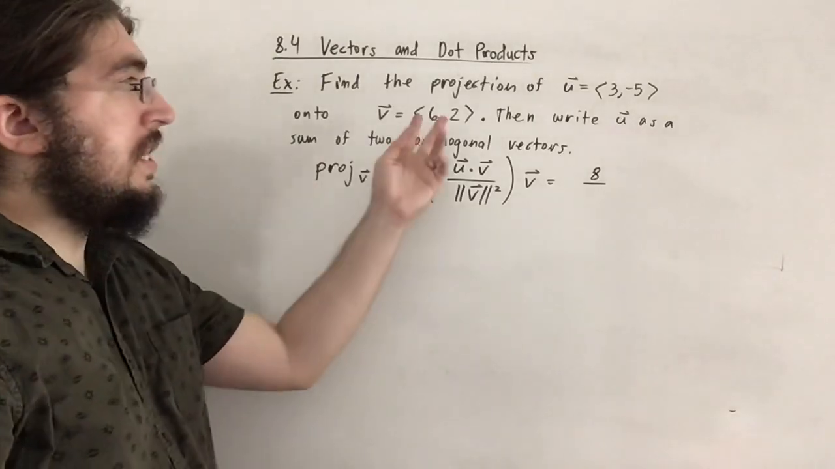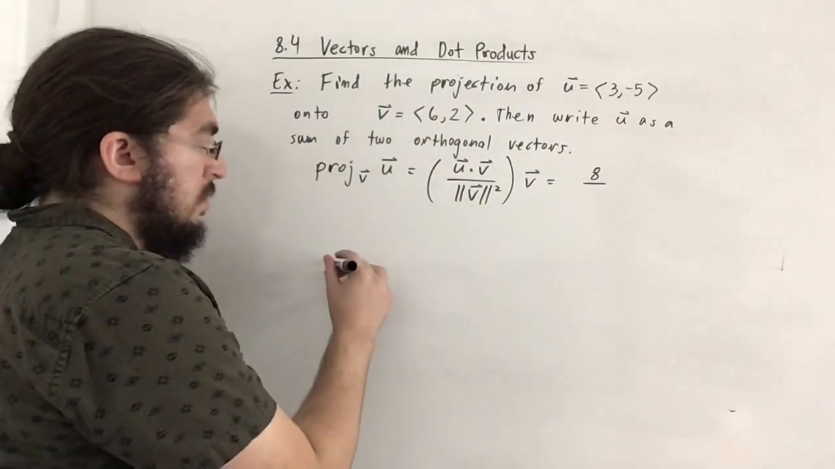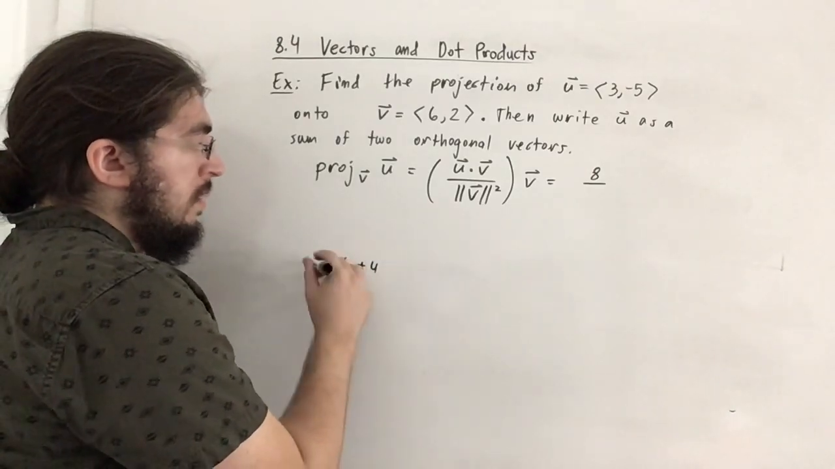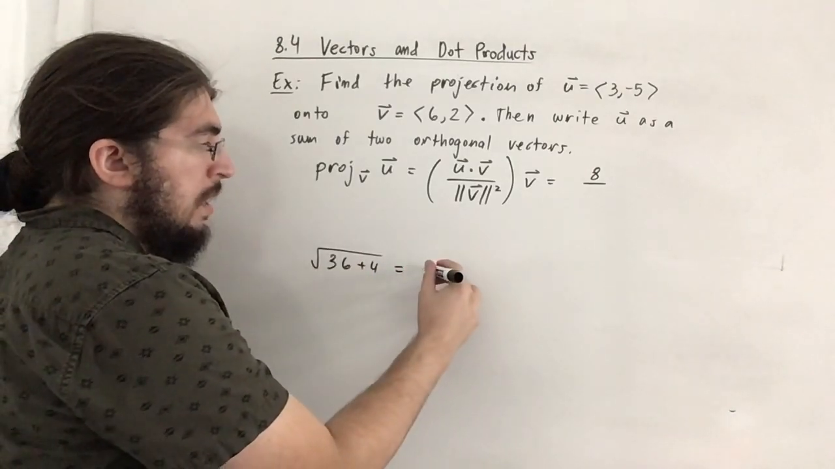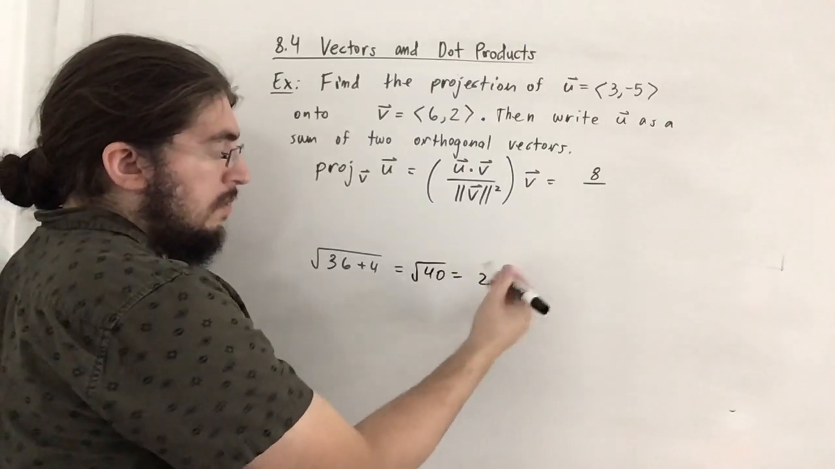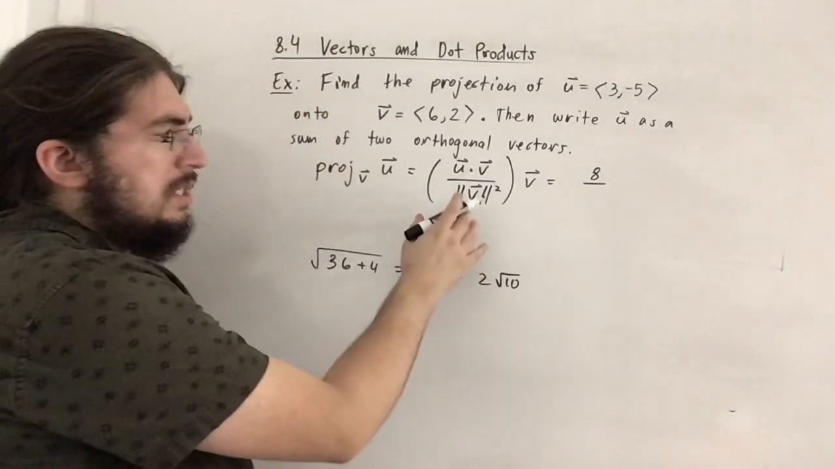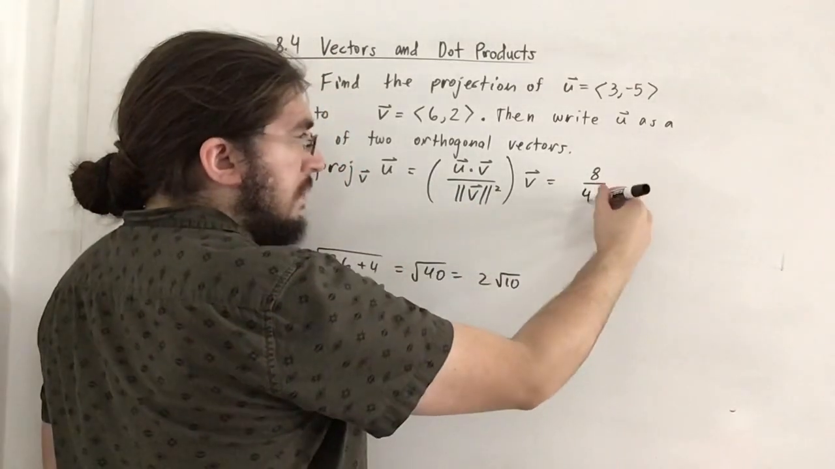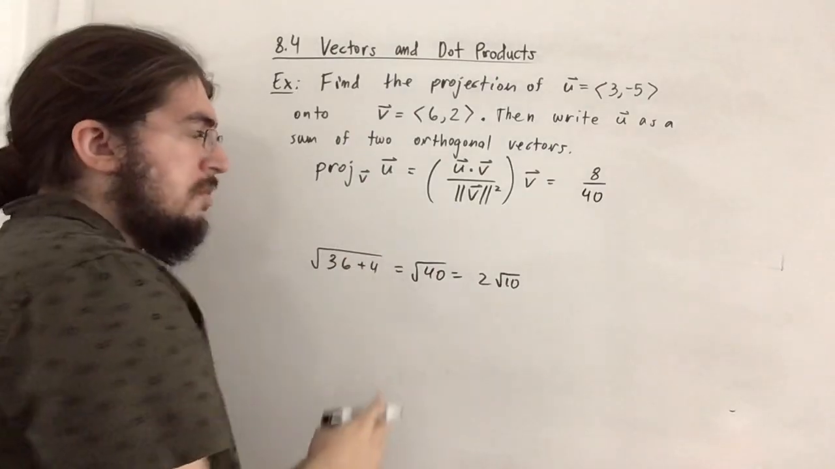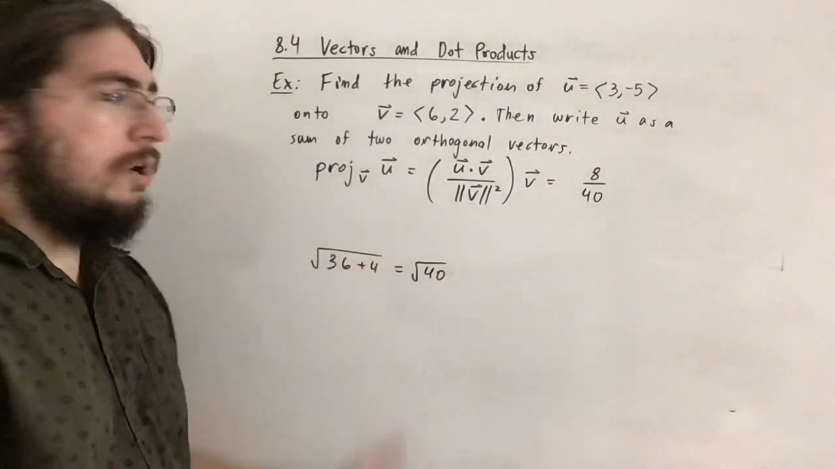And the magnitude of v is, remember, just squaring these and adding those and taking the square root of that. So if you square these, you get 36 and 4. That's, of course, radical 40. And radical 40 is 2 radical 10 because 4 is 2 squared. But we want to square it, so really it's just 8 over 40. This is the magnitude, but the magnitude squared is just 40 itself. So that's not too hard to see.